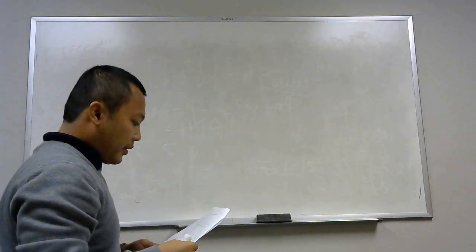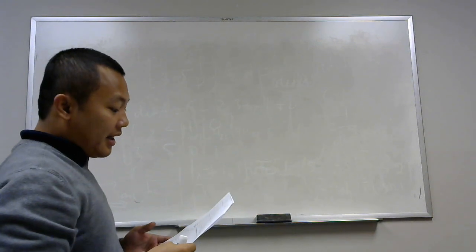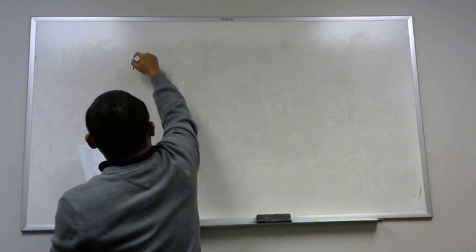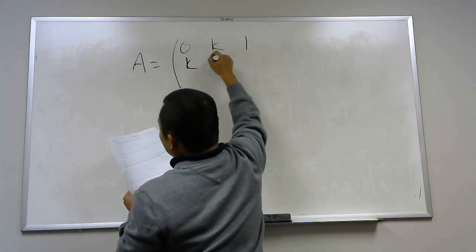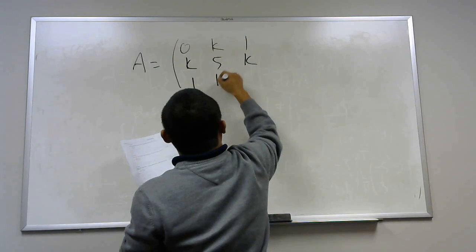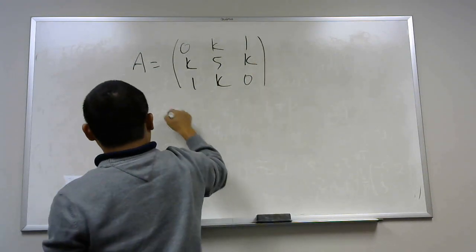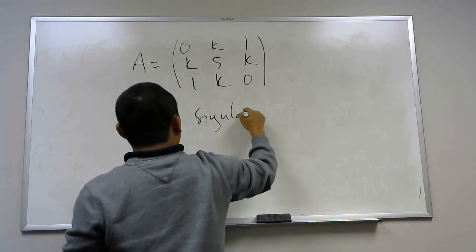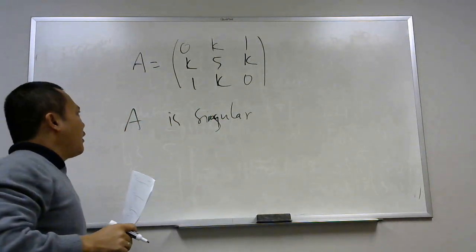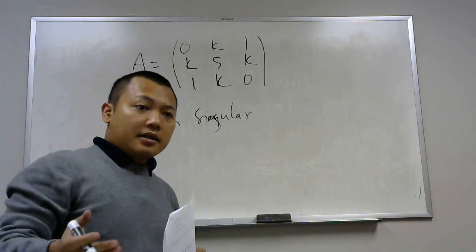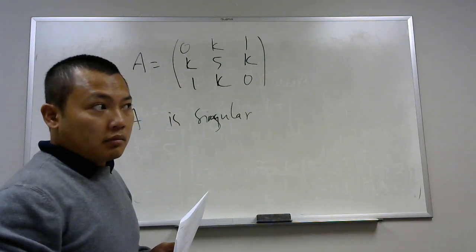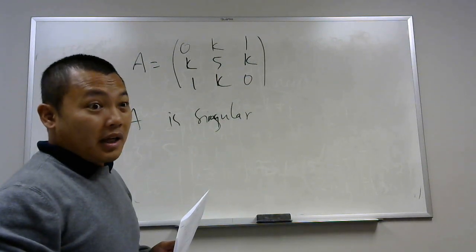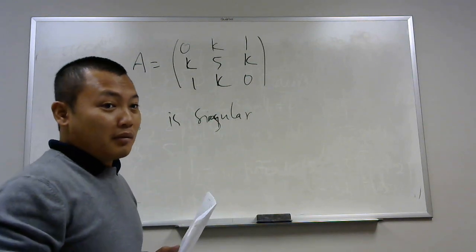Move to the next. Find the value of K such that A is singular. So here A looks like 0, K, 1, K, 5, K, 1, K, 0. What does it mean that A is singular? A is singular means A is invertible. A is invertible or A is not invertible?